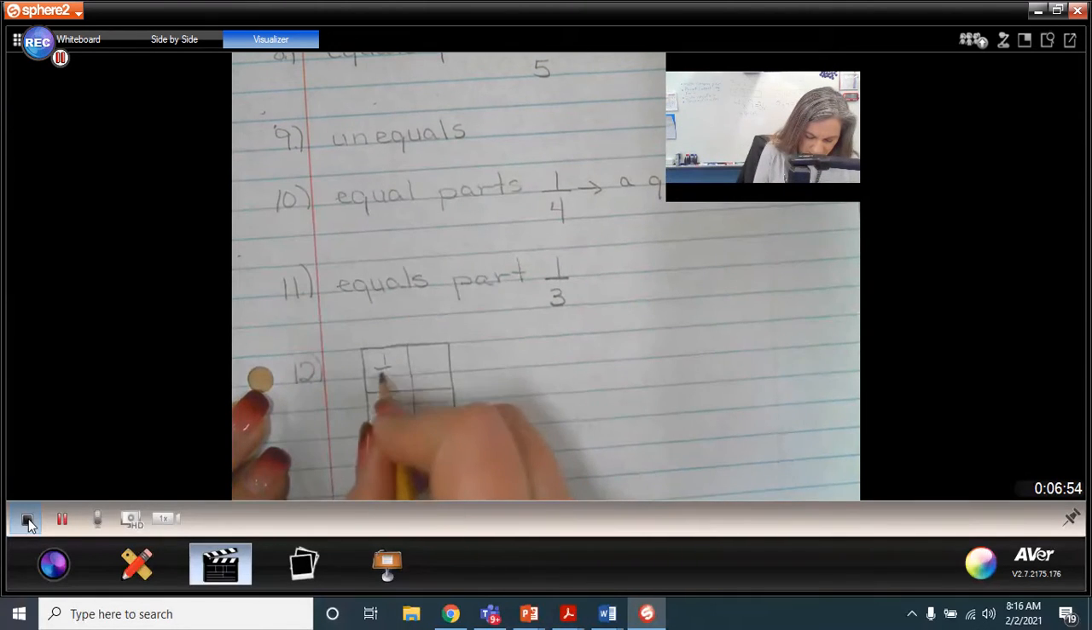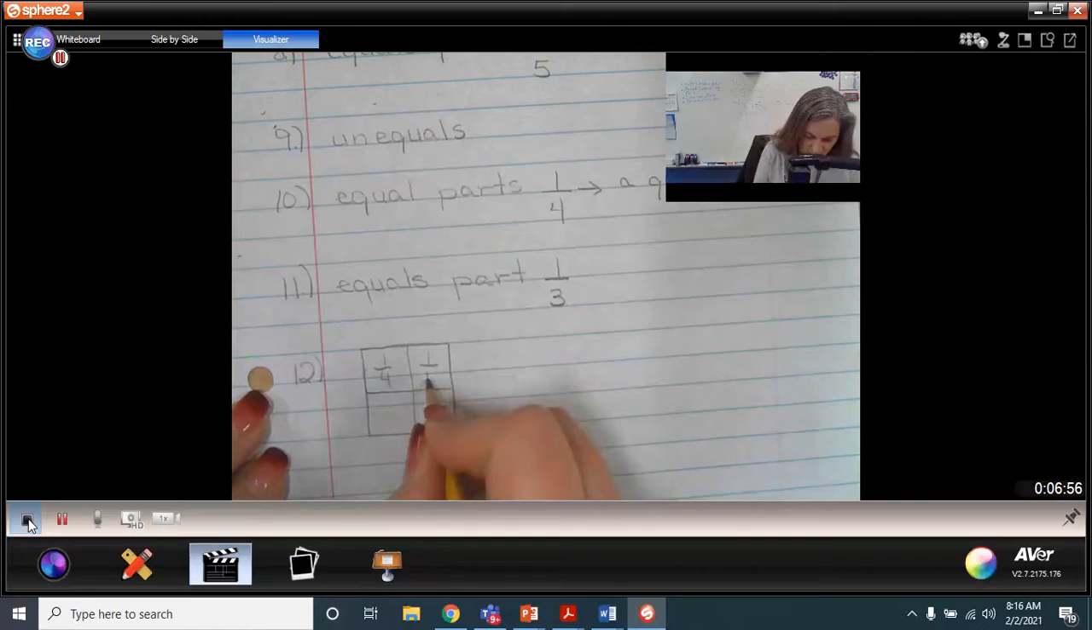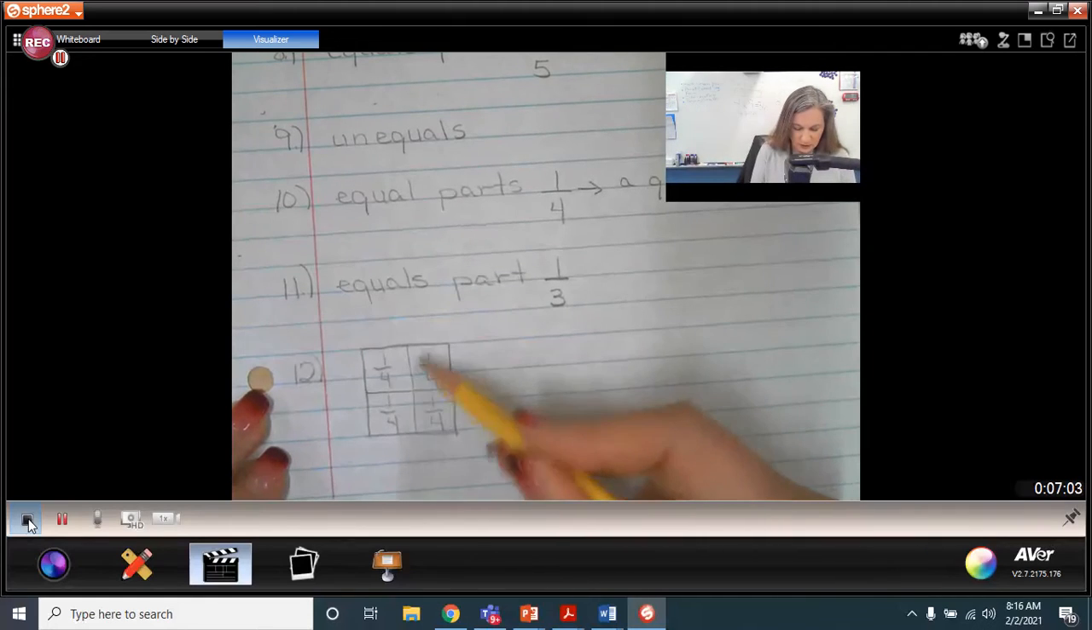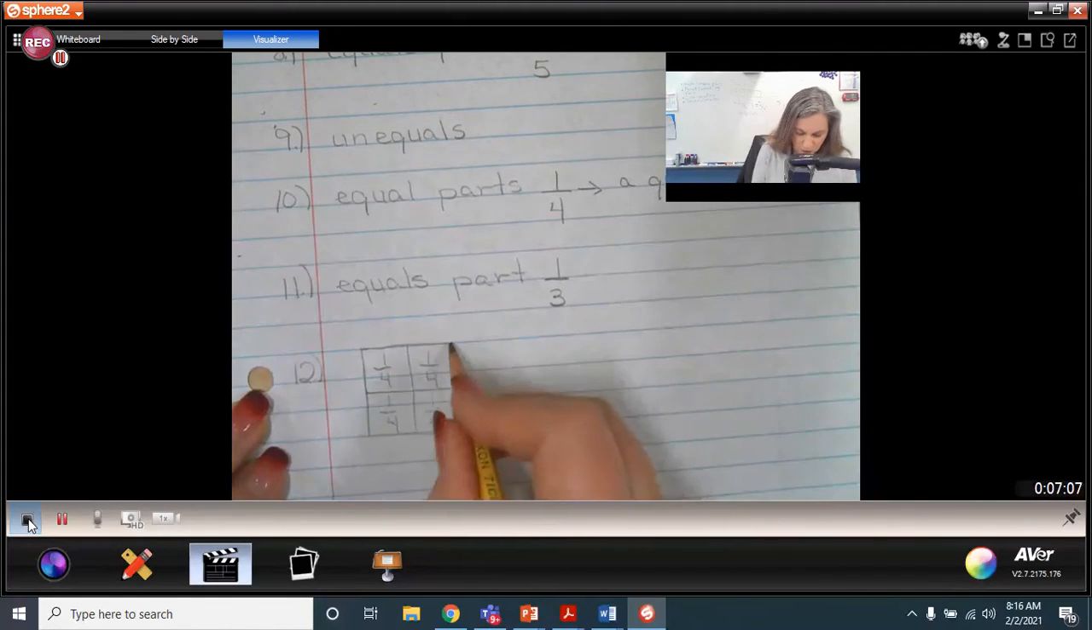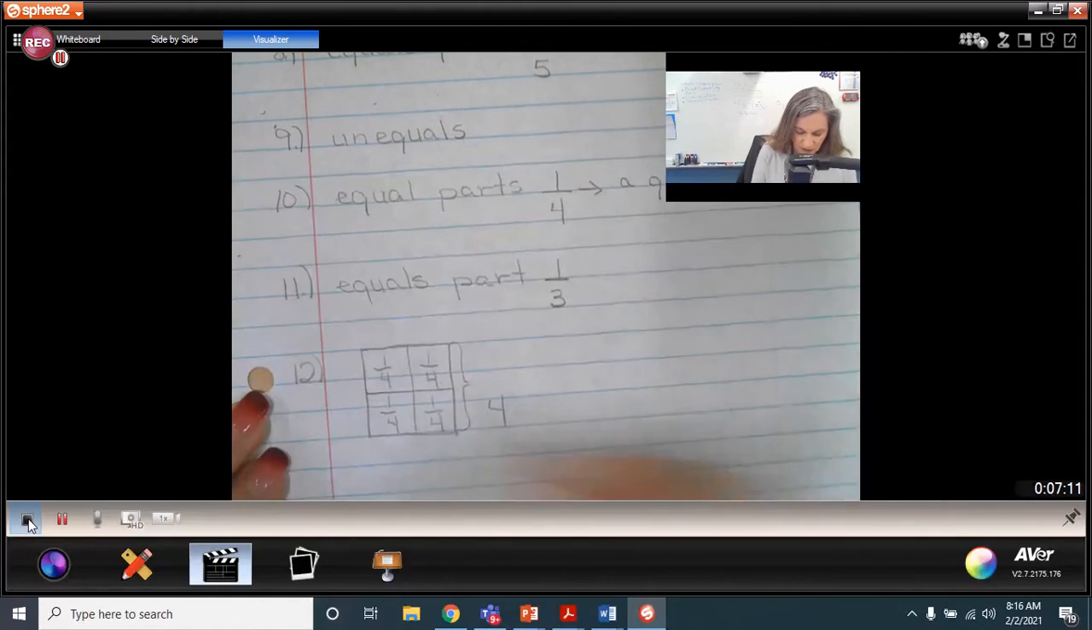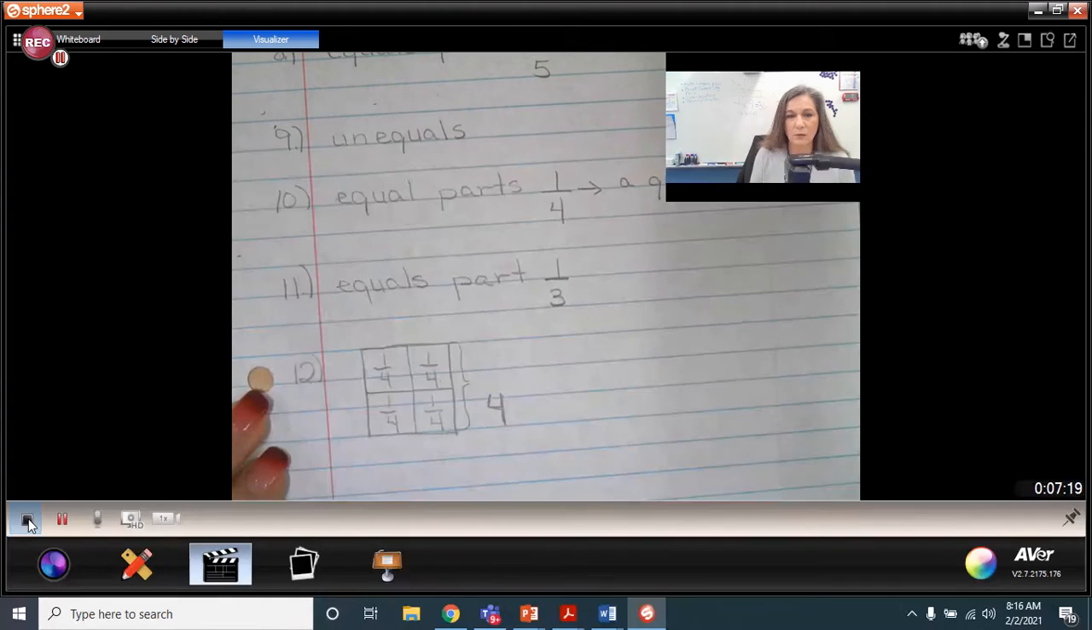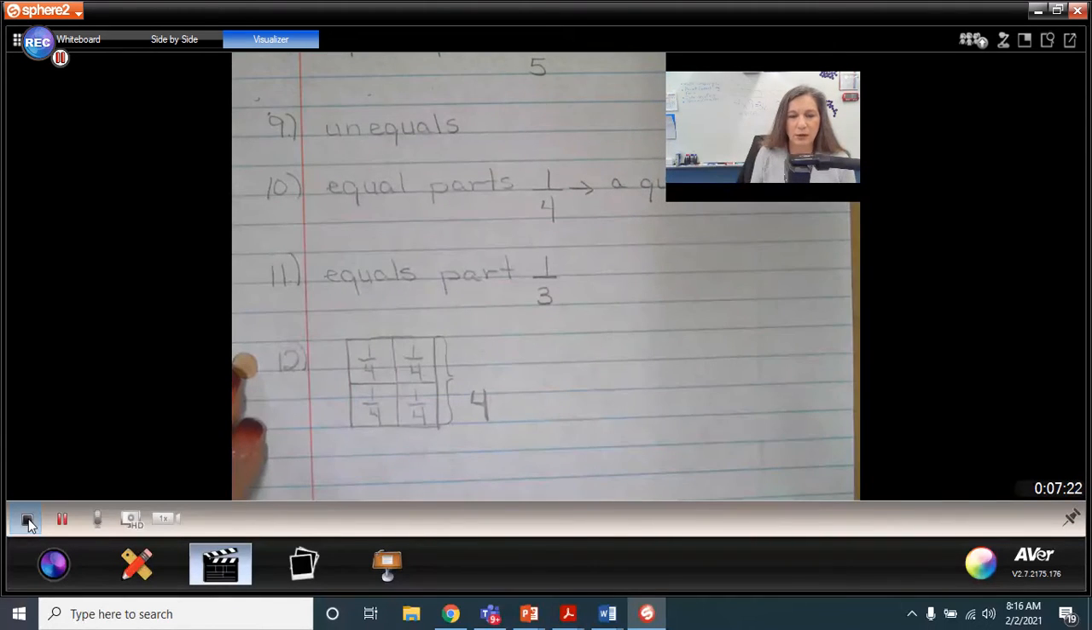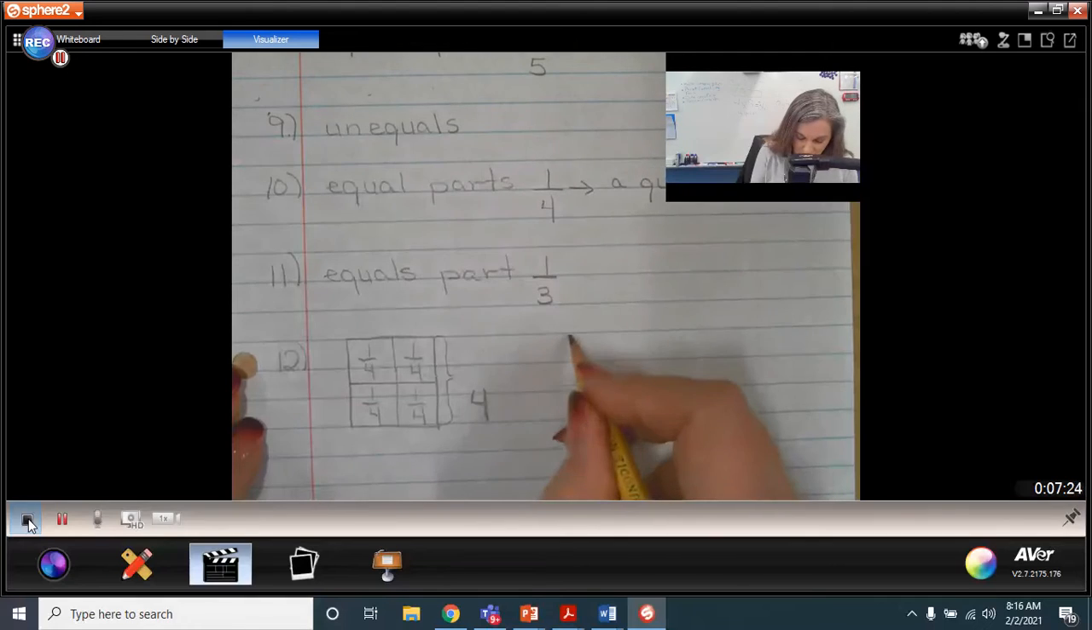And then I would label each one of these with a 1/4 part. So this piece right here is one of the 4 pieces. Remember, our square was cut up into 4 equal parts, and each one of these is one of those equal parts. So the denominator tells us how many parts are in the whole when we break it apart or partition it.